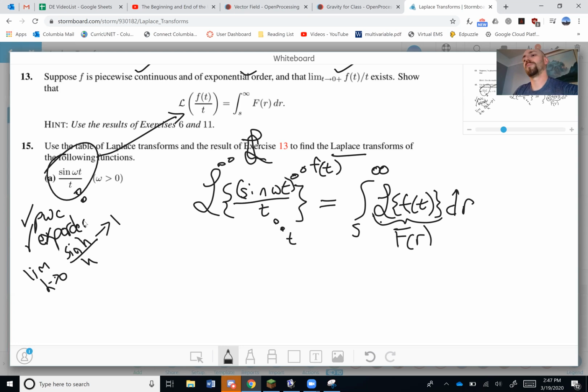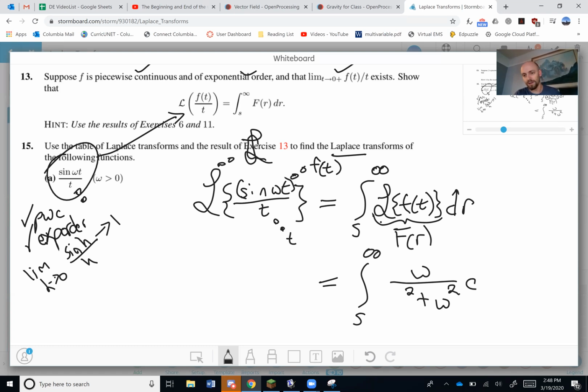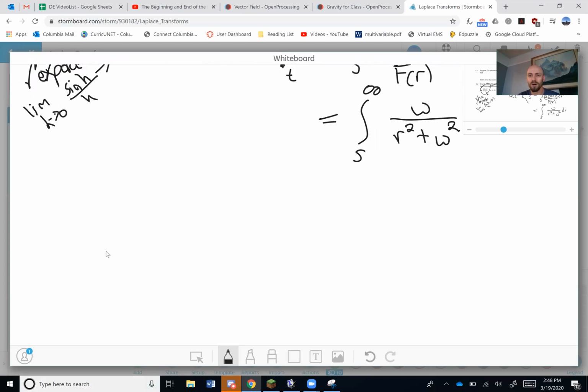So then you need to go get your Laplace transform table. I happen to have mine right here. And I need the sine of omega t part of the table. So now this is going to be the integral from s to infinity of omega over something squared plus omega squared dr. And the something is that normally here there's an s, but in my case right now I have an r because I'm evaluating the Laplace transform in r. Okay, so I got this far.